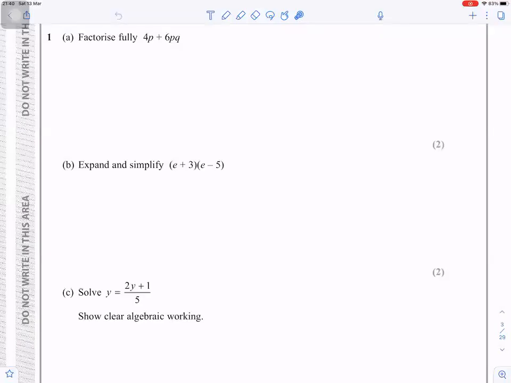Question number 1, factorize fully 4p plus 6pq. Question number 2, expand and simplify. And question number 3 is to solve and show clear algebraic working.